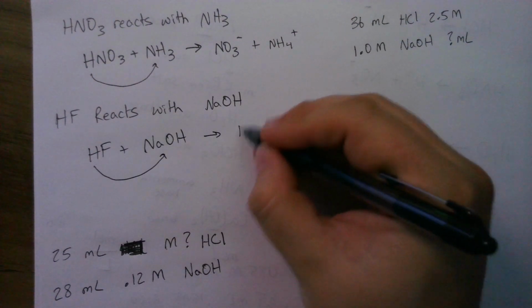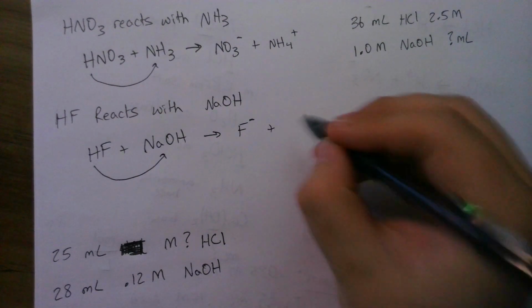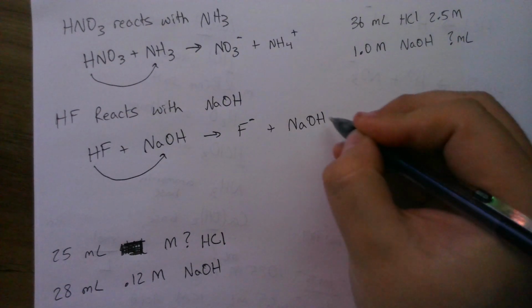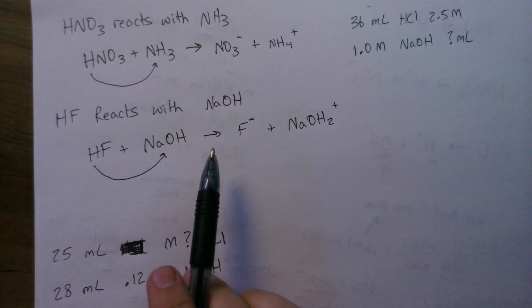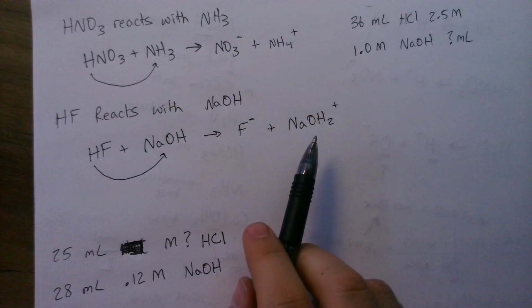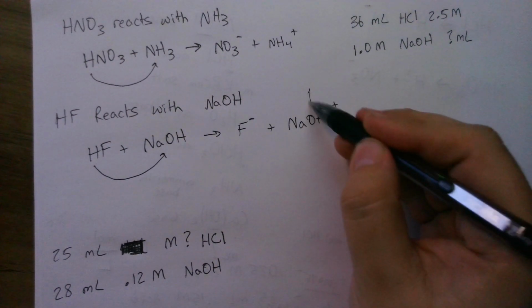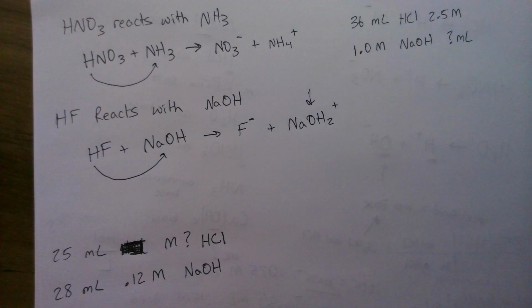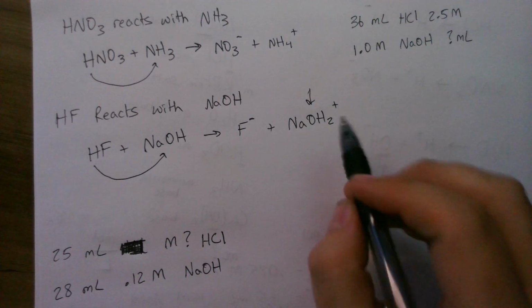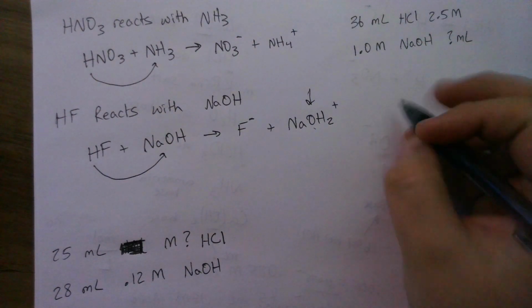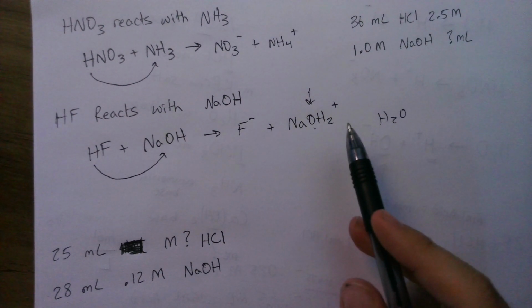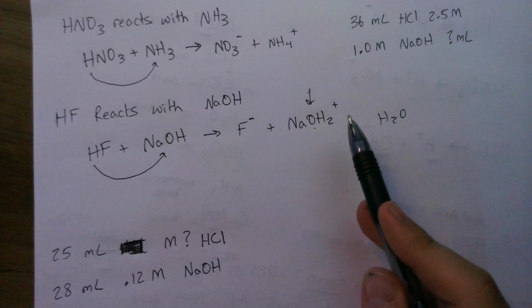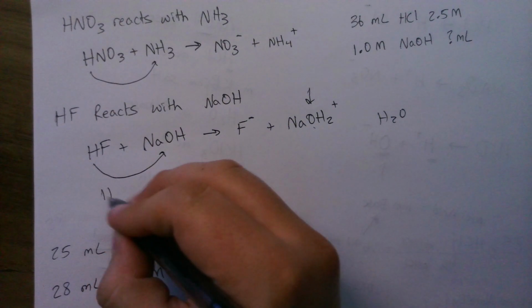So you'll be left with F minus and NaOH2 plus. You add an H, you add a plus. That's not our final answer here, though, because this is not something that really exists. You'll never see it written like this. How you'll see it written instead, if you have an OH2, which we normally would just write as H2O, right? That H2O actually separates off of the sodium and it ends up looking like this.